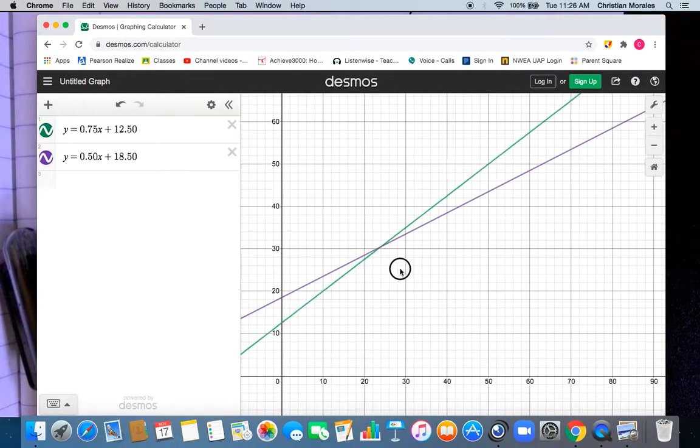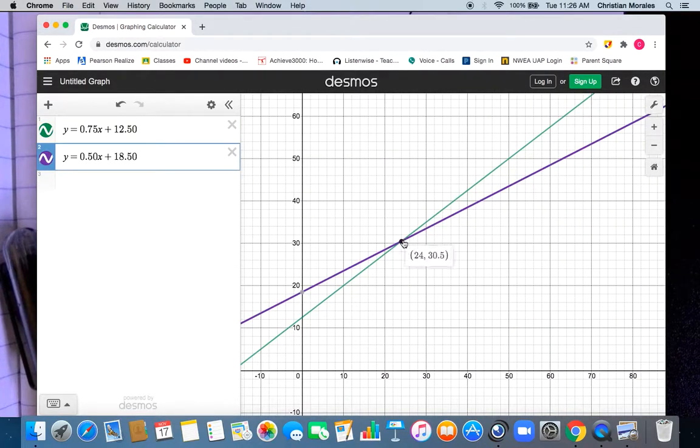So how do you make sense of this? Well, if you're going to not go on 24 rides, you should probably go to the first one because those were cheaper. But if you're planning on going on more than 24 rides, then you want to go to the second one because the second one will be cheaper after 24 rides.